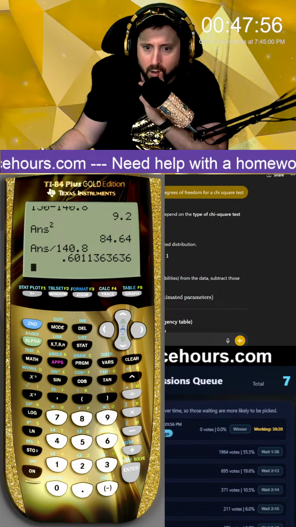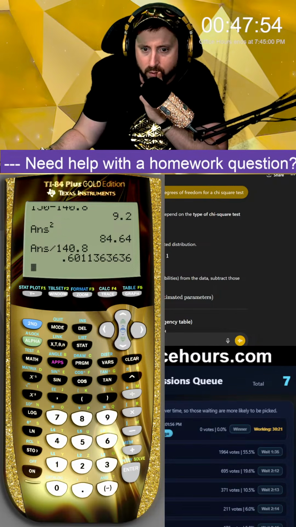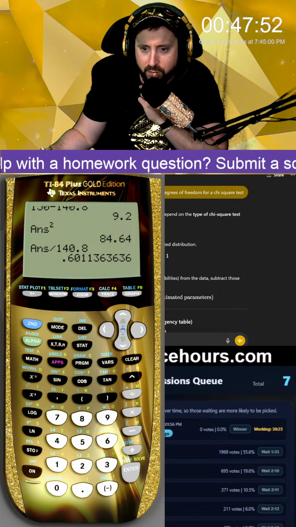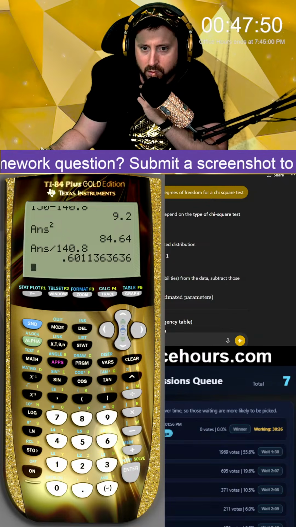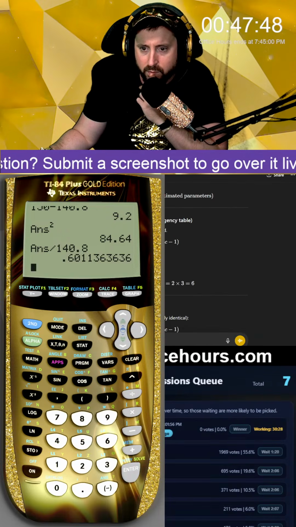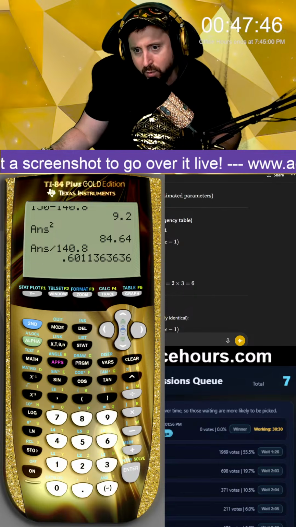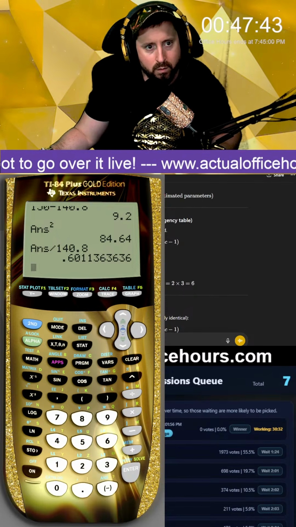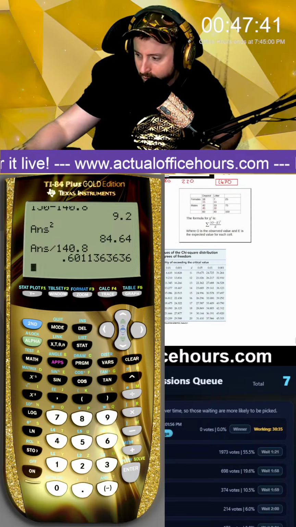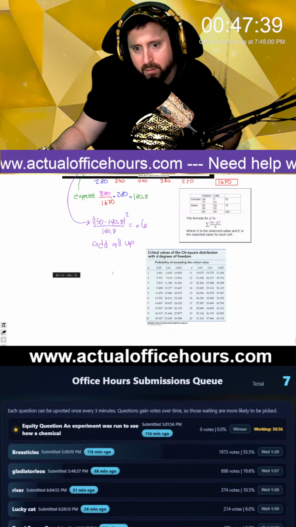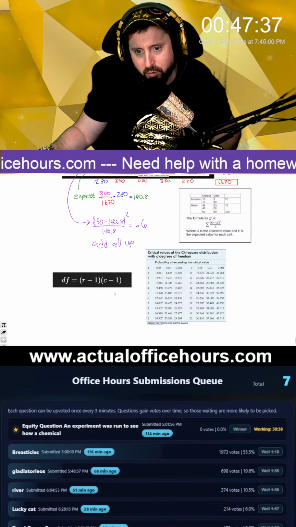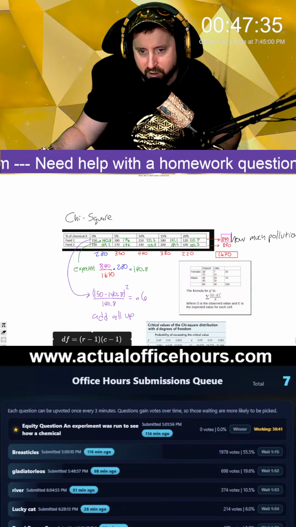Okay. K is the number of categories. If you estimated parameters, okay. Right. This is what I wanted. Oh, you multiply them. Oh, okay, cool. I didn't know that. Okay, so this is the degrees of freedom. It's rows minus 1 times columns minus 1.